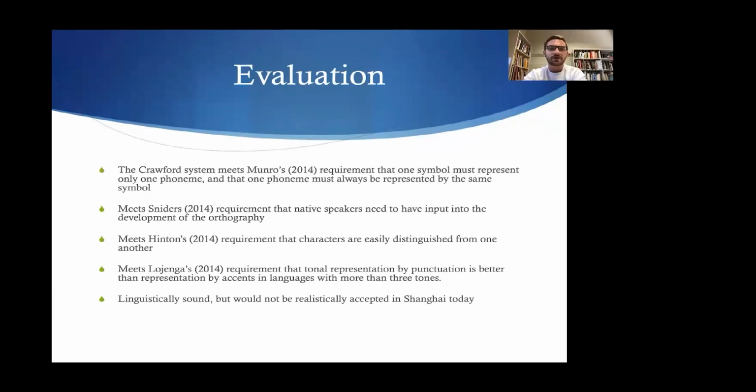It meets Hinton's requirement that the characters are easily distinguished from one another. It may not look like that at first, but I think that once you learn how the symbols are made up, they are easily distinguished from one another. And it meets Lojanga's requirement that tonal representation by punctuation is better than representation by accents with languages with more than 3 tones, and this has 8. So overall, I think that it is linguistically sound, but it would not be realistically accepted in Shanghai today.